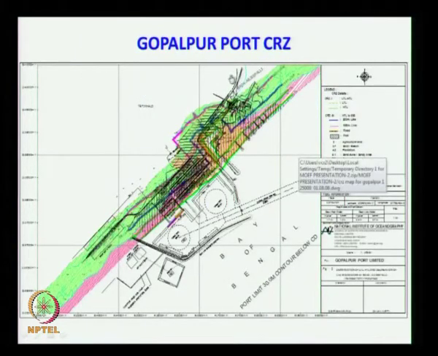This shows the CRZ map. The CRZ map in this case has been made by National Institute of Oceanography. There are only few agencies which are authorized to make this, 7 agencies, one of them is NIO. They are marking various coastal features, they are putting the groins also, they are putting the sand trap, entrance channel and the turning circle. This is the first phase, this will be the second phase.